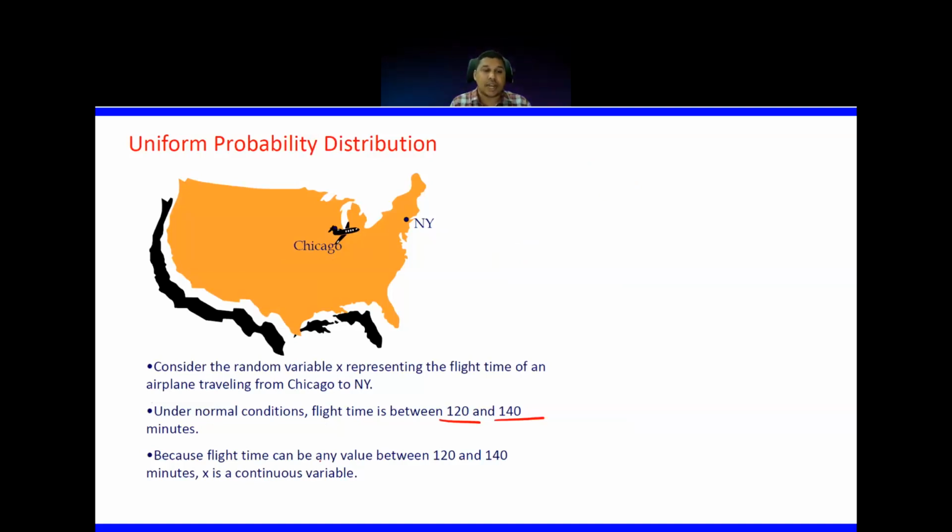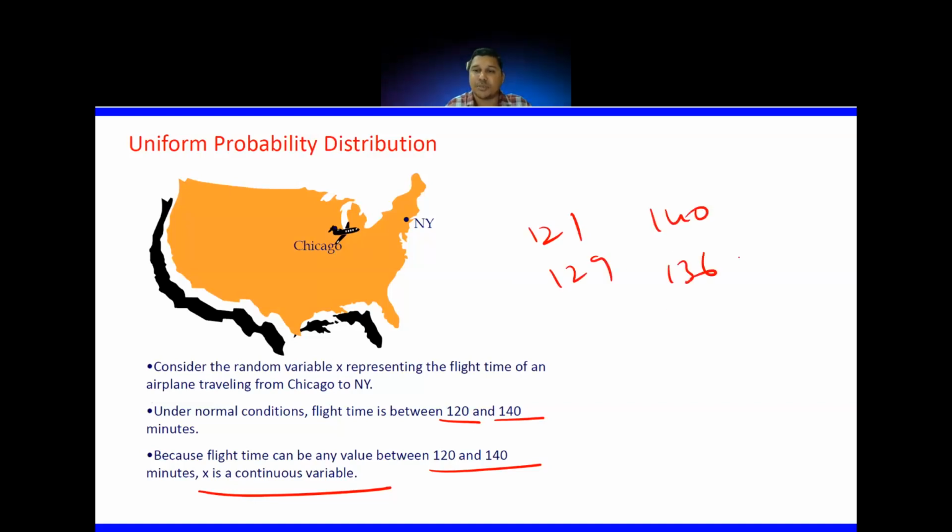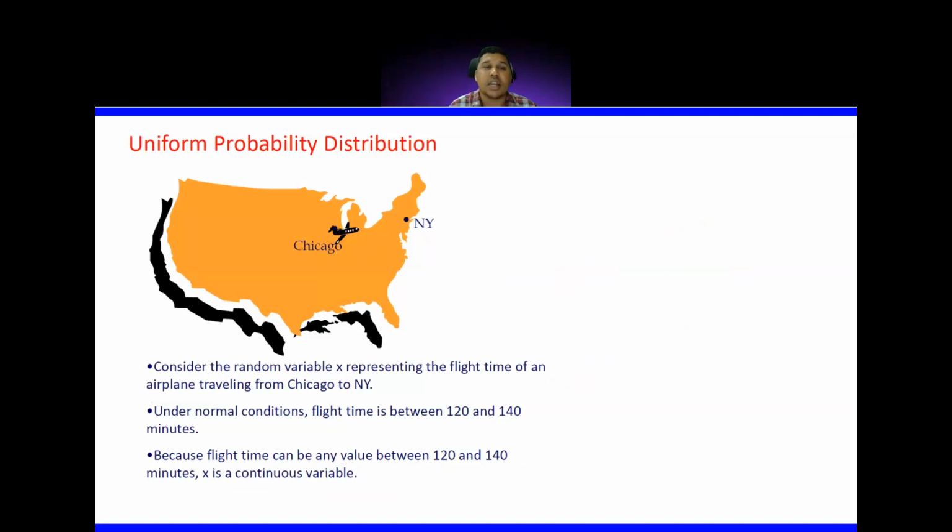Because flight time can be any value between 120 and 140, x is a continuous random variable. It can be anything, and since it is always changing, I can get 121 minutes, 129 minutes, 140 minutes, 136 minutes, or 121 minutes 33 seconds. The time taken might be in seconds as well. So it is a continuous random variable.